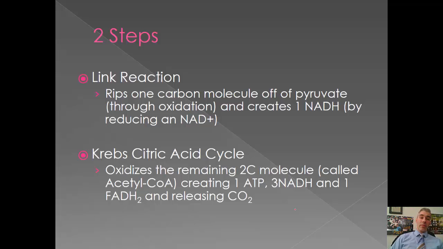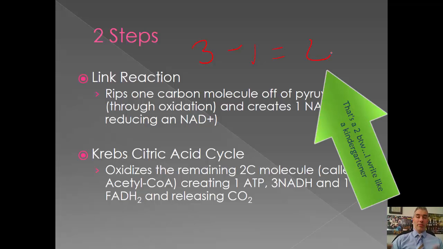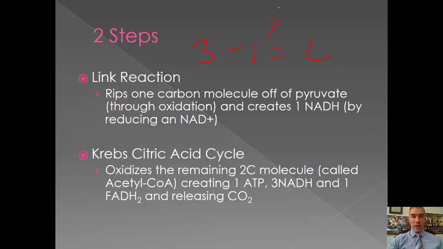The link reaction, the goal of that is to just rip off 1 carbon molecule from pyruvate. So if pyruvate has 3 molecules of carbon, and we rip off 1, how many carbons will be left? 2 carbons, all right? And in the process of doing that, we create carbon dioxide. That's where the 1 carbon goes. And we also create and transfer electrons to 1 molecule of NADH, which is an electron carrier, okay? The electrons go on NAD+, and form the reduced form, which is NADH.